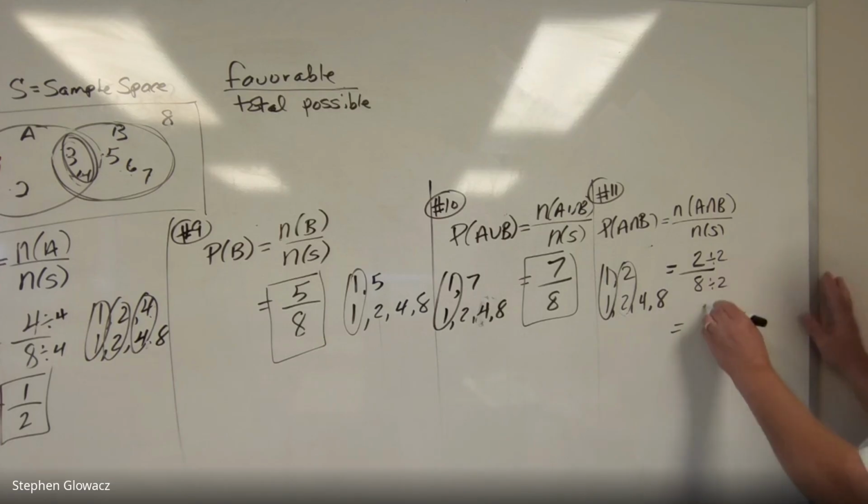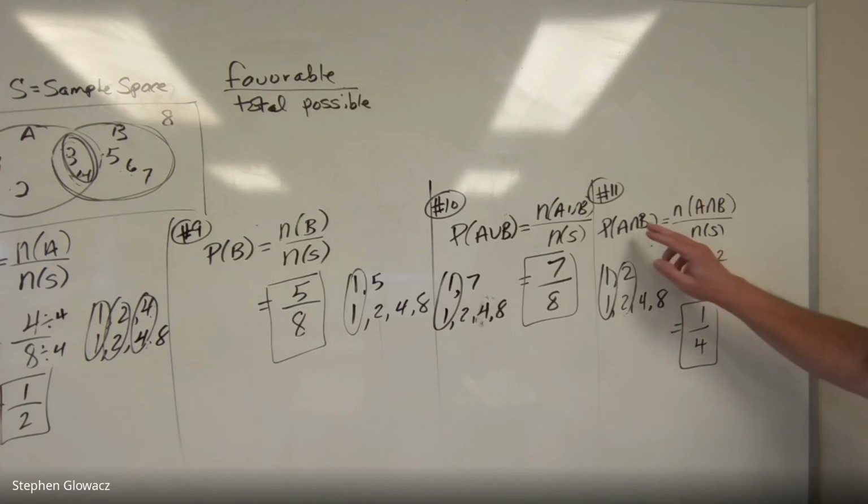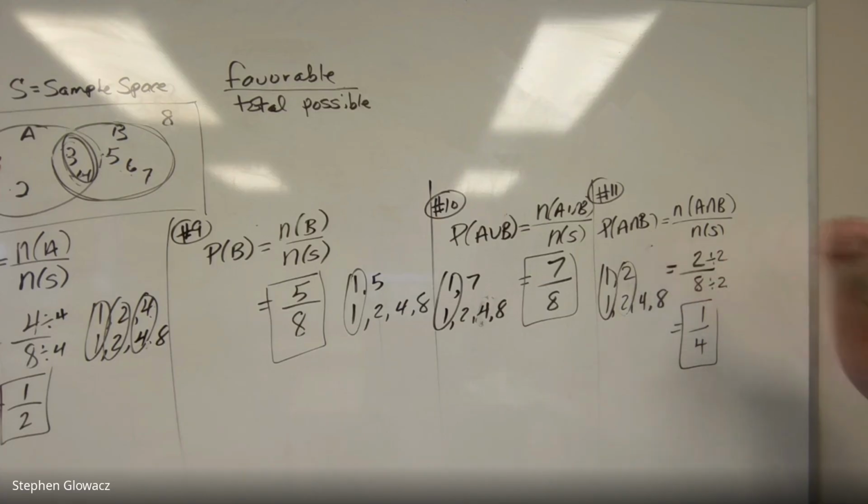2 divided by 2 is 1. 8 divided by 2 is 4. And so our simplified probability that a number is in the intersection of A and B is 1/4. And that is it. I think also, let's see, do they ask for the decimal?